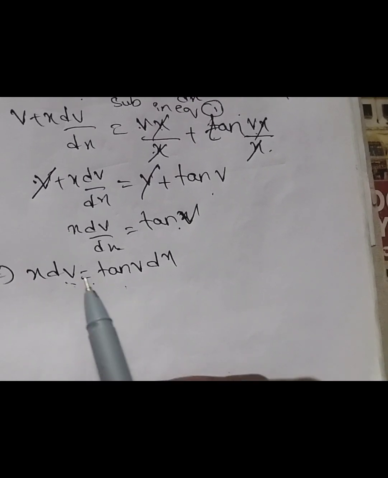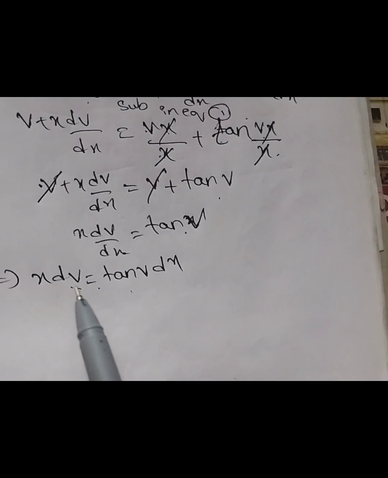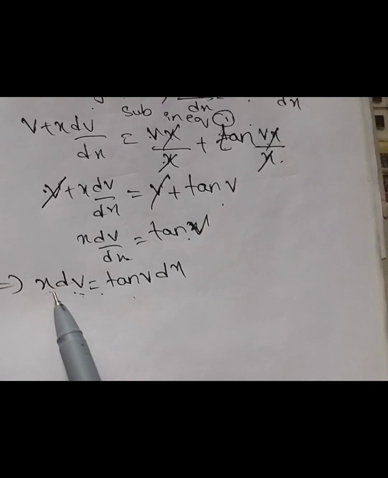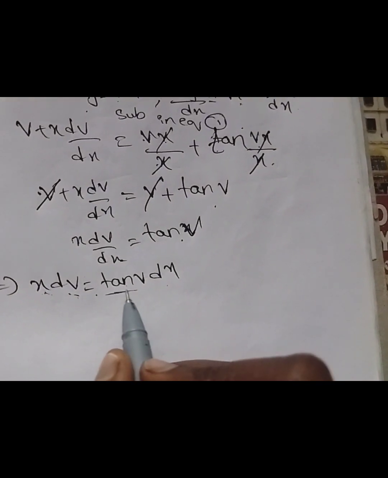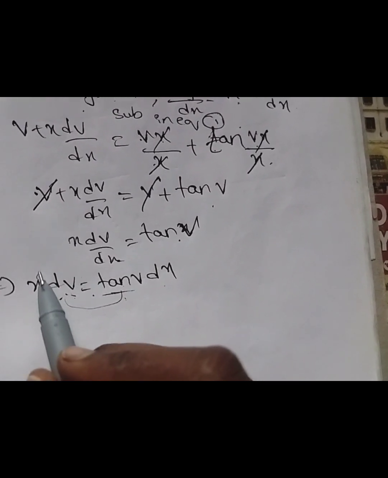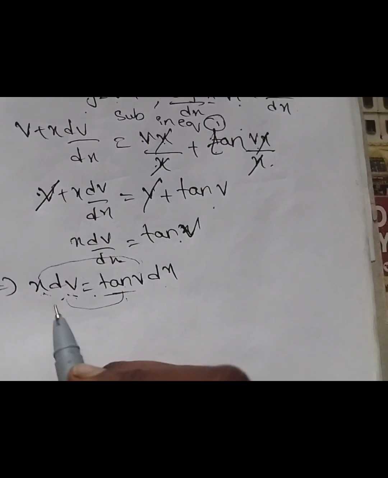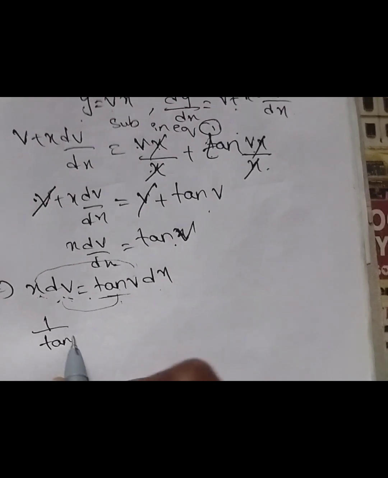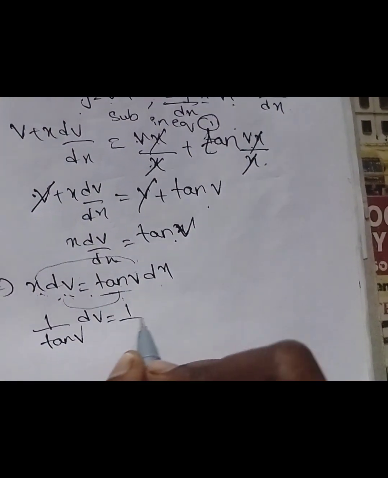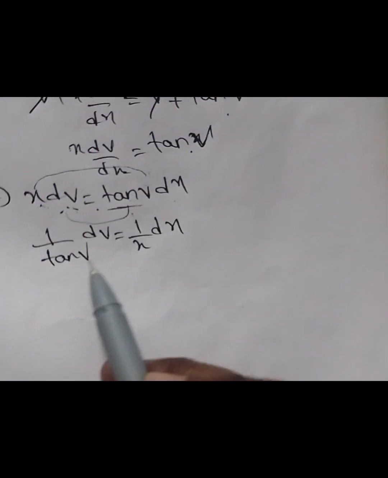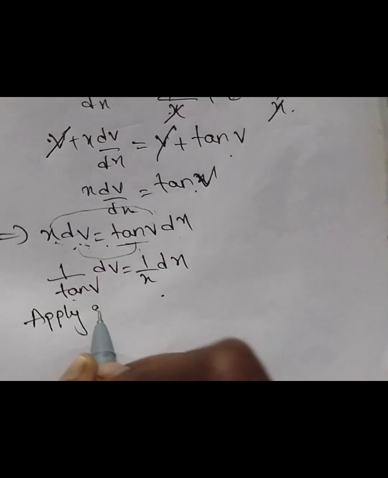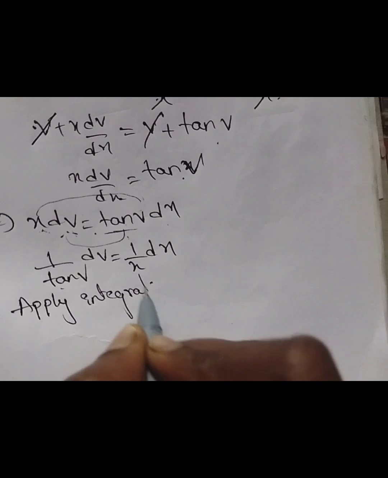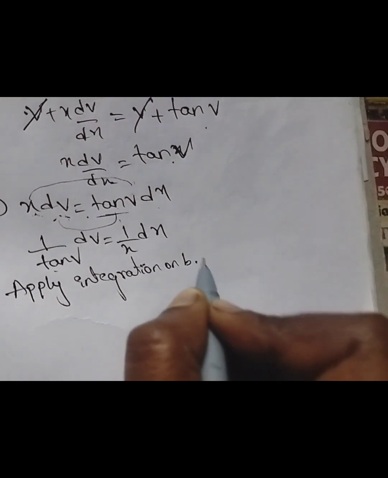But now we can apply the variable separable method. First for that you need to separate these terms, x dx and v dv terms. I will bring this tan v to the left hand side and take this x to the right hand side. So what does it become? 1 by tan v dv equal to 1 by x into dx. So separation of these terms is finished. Next step is to apply integration on both sides. Our third step is apply integration on both sides.